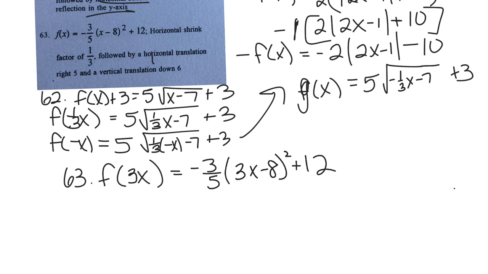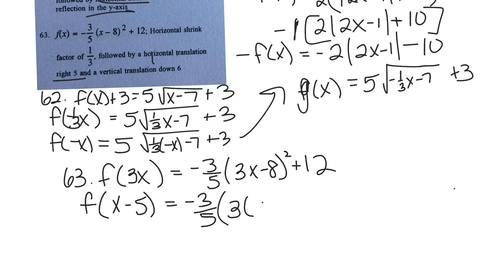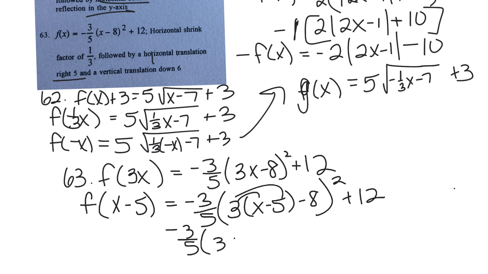Followed by horizontal translation right 5. That's f of x minus 5. So that's negative 3/5 times 3 times x minus 5. Notice I'm plugging that in. Minus 8, bigger parentheses, squared, plus 12. This 3 is going to distribute. So negative 3/5 times 3x, negative 15 minus 8 gives me negative 23 squared plus 12.